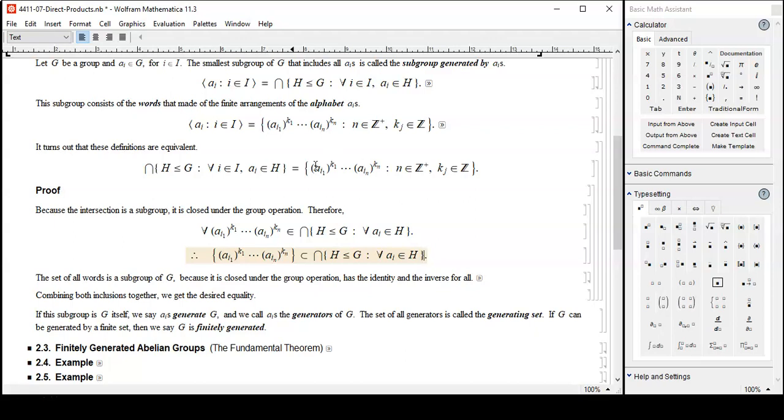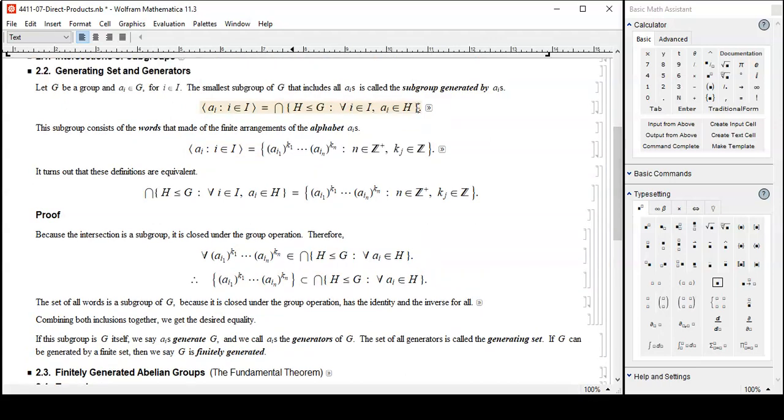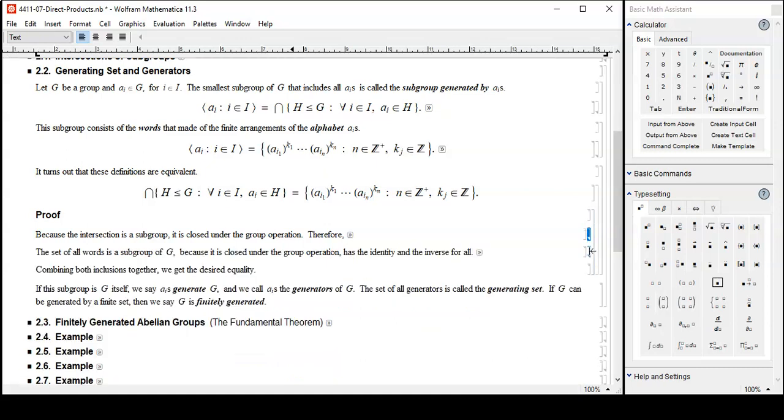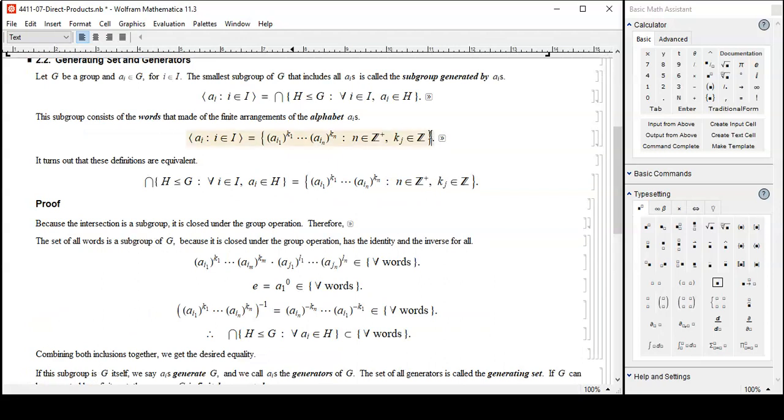Consequently, this word expression here is a subset of the intersection expression. Okay, we are done with one set inclusion. Let's prove the other way around. Next, we're going to prove that this word expression here is a subgroup.